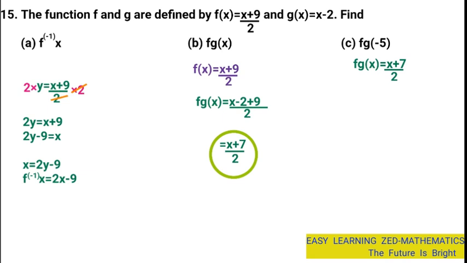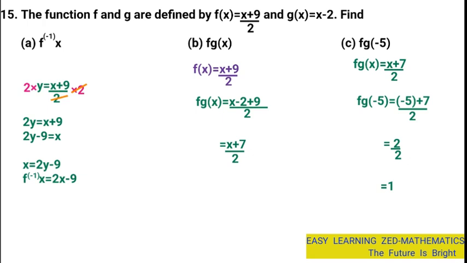So I'm going to write that. Where there is x, I'm going to put -5, which will be added to 7, then divided by 2. Then I'm going to say equal to. So -5 plus 7 will give us +2, which will be divided by 2. Then 2 divided by 2 will give us 1. So the value of fg of -5 is 1. So these are the answers we are supposed to write in an exam.